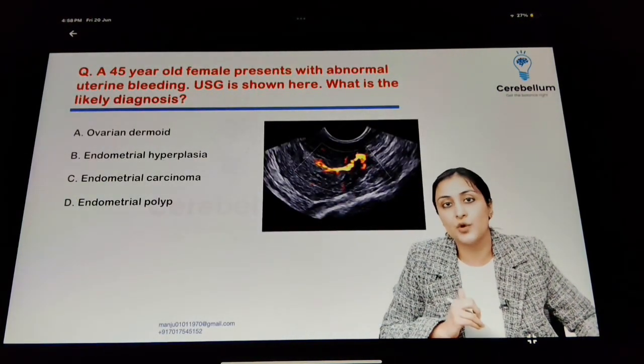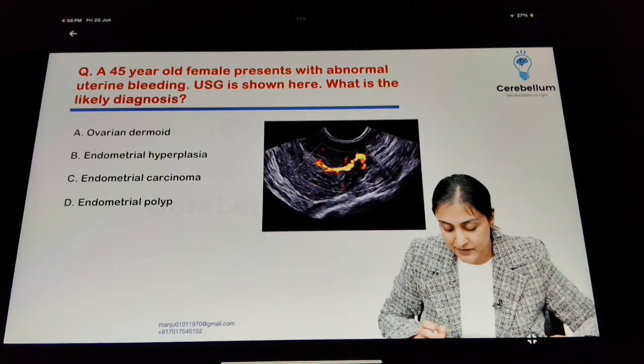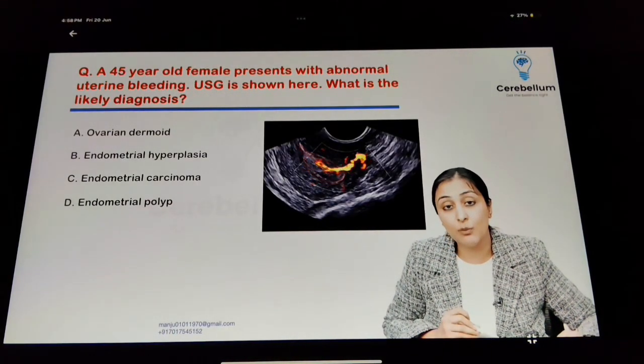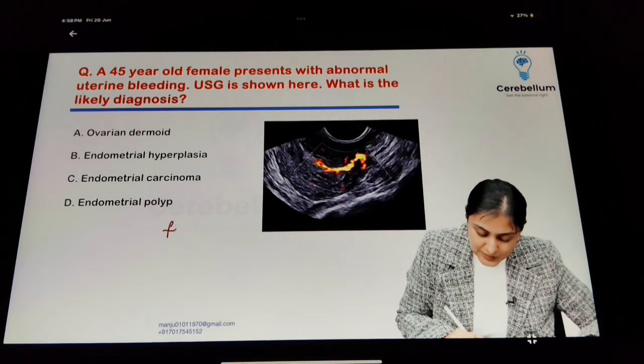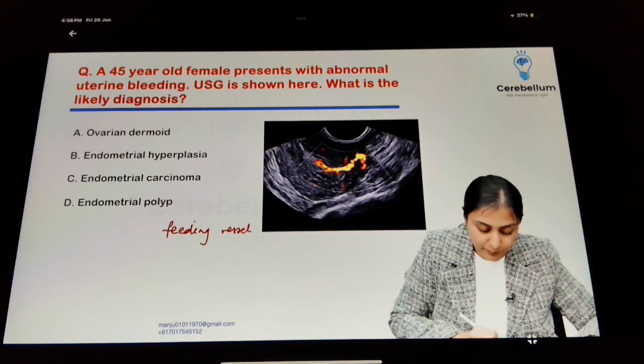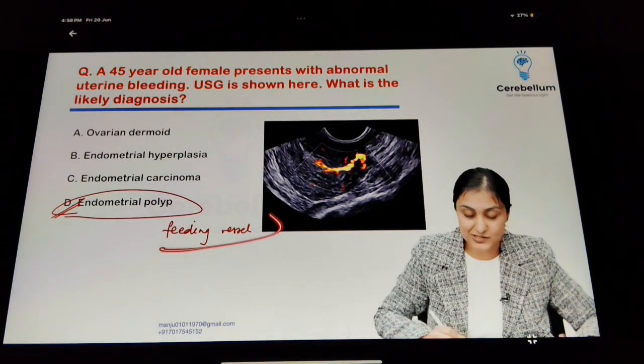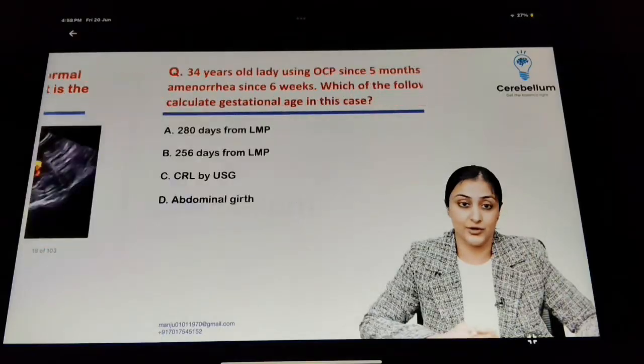45-year-old female presents with abnormal uterine bleeding. The ultrasound is shown to you. What are we seeing? We're seeing that within the endometrium there is this vessel. This is a Doppler. We are seeing a feeding vessel sign. So this feeding vessel sign is indicative of a polyp. A polyp has a fibrovascular stalk. So that is what this feeding vessel sign is. It is suggestive of an endometrial polyp.